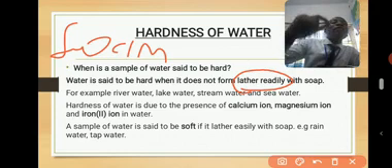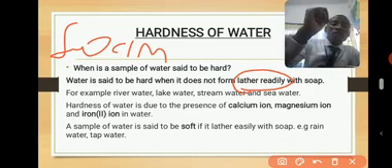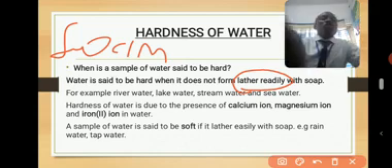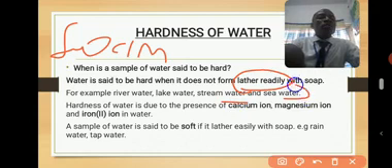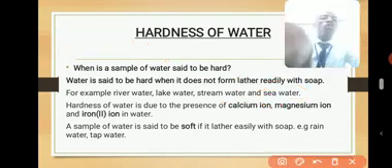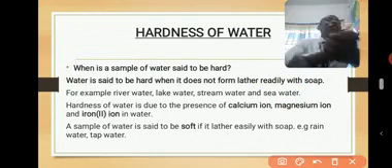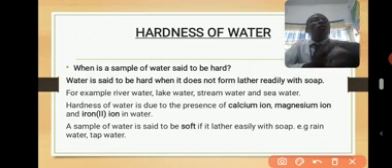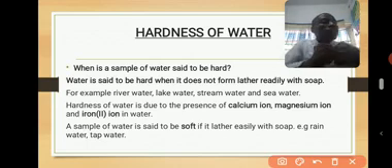Examples of water that don't normally form foam readily with soap are river water, lake water, stream water, and sea water. You are going to know the reason why these sources of water do not easily lather with soap. That is why they are very hard. But if the water lathers readily with soap, that water will be called soft water. Examples of soft water are rainwater and tap water.